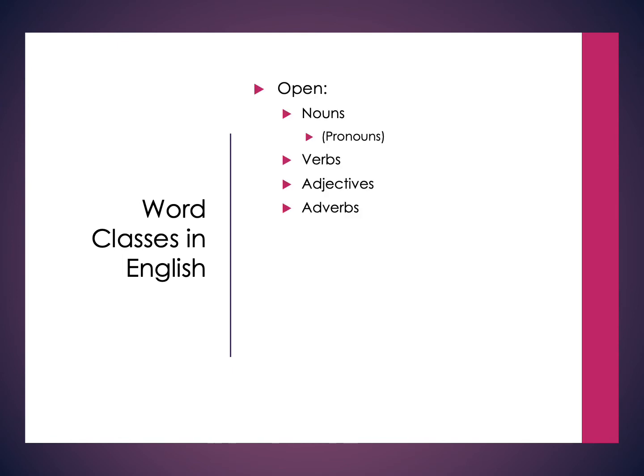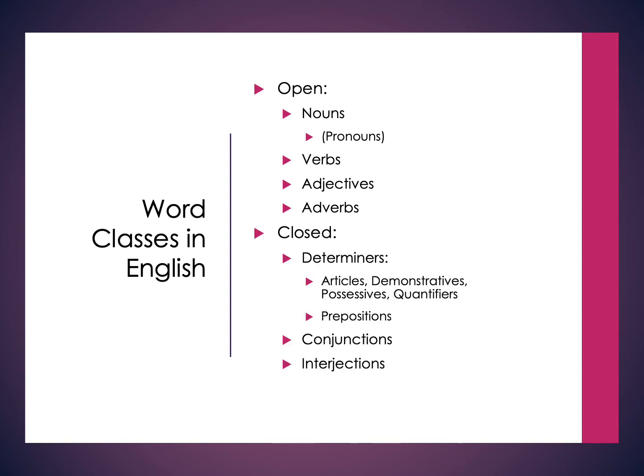So we have several open class words. We have nouns, and then we have pronouns that replace nouns. We have verbs, adjectives, and adverbs. And then we have our closed classes. We have determiners, which is a broad class that includes things like articles, demonstratives, possessives, and quantifiers. We have prepositions, which is actually its own marker, conjunctions, and interjections. So we'll start with the open classes, and then we'll talk about the closed classes. And I'll give you some examples and some pieces of information that are used to determine what we have.